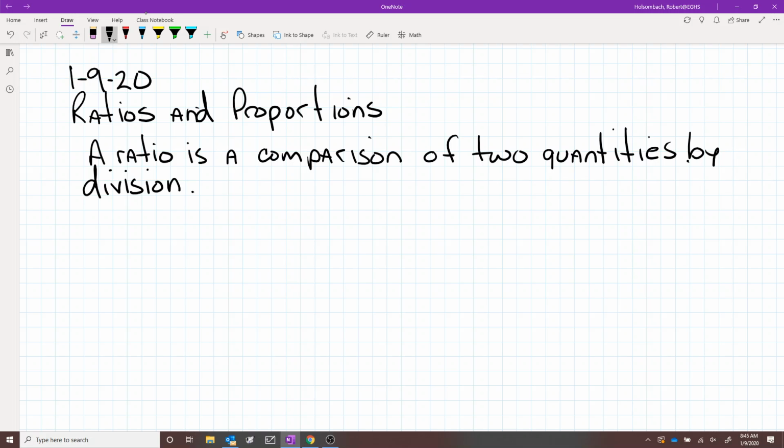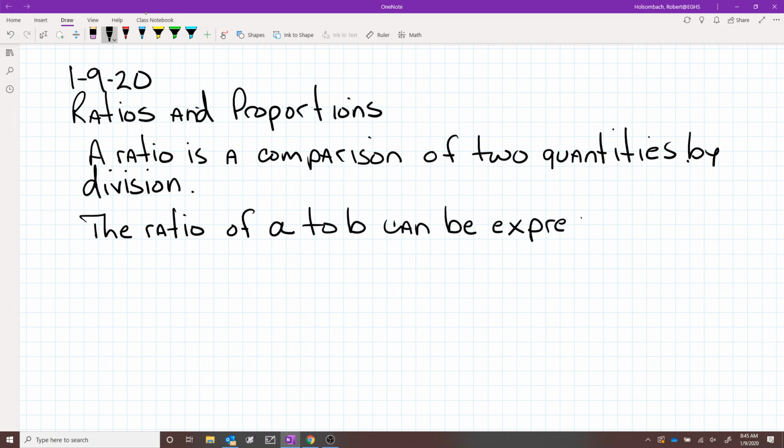The ratio of quantities A and B can be expressed, the ratio of A to B can be expressed, there's a bunch of different ways you can write a ratio. Okay, first and most common way is as a fraction. So the ratio of A to B can be written as A over B. You can list it as A to B. A colon B means the same thing. All right, so those three ratios represent the ratio of A to B.